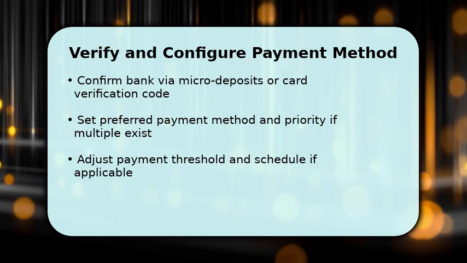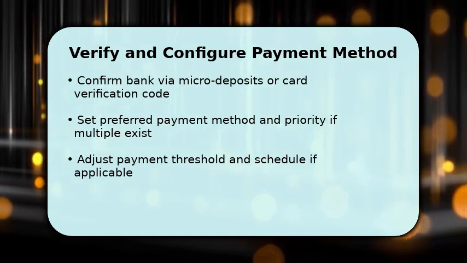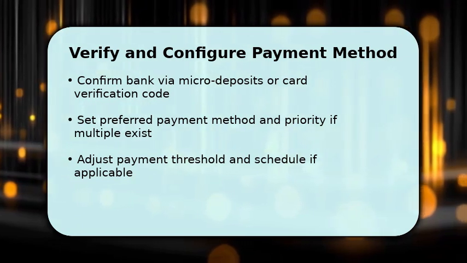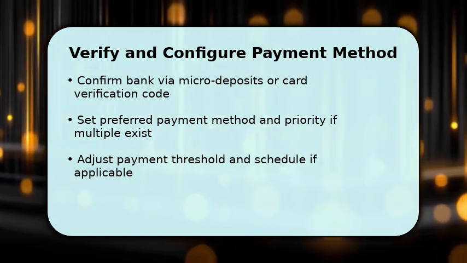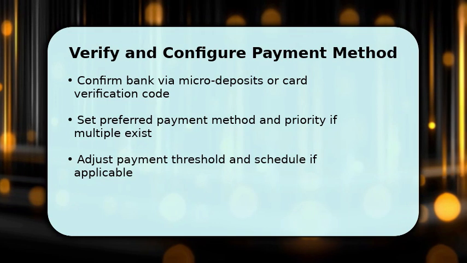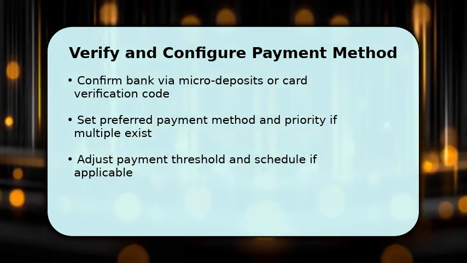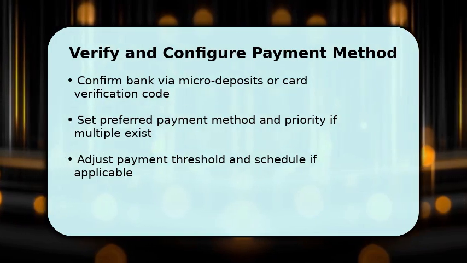Once verified, return to Payments and set that method as primary. If you have several, rearrange priority. Next, review payment threshold and schedule. This controls when Google releases funds to you. Doing this now prevents delays and ensures future payouts land where you expect without manual intervention.